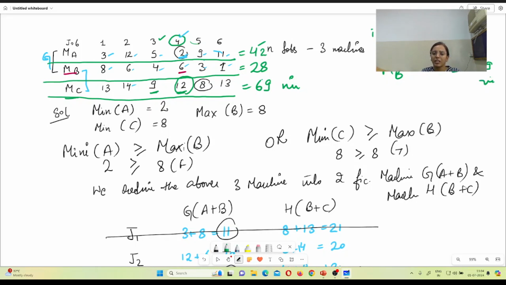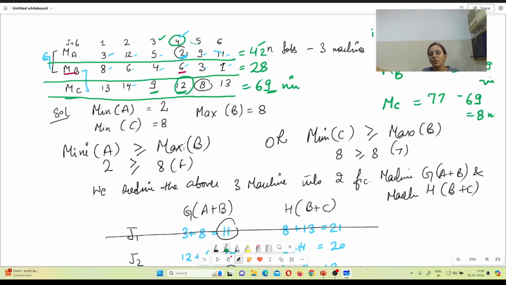Now coming to the next, the last one, machine C. If we are talking about machine C, the total elapsed time is again 77, and then we subtract how much time it took, which is 69. So 77 minutes minus 69 minutes, that will be 8 minutes.